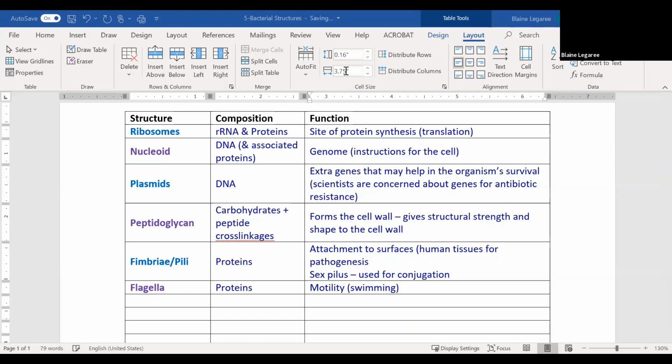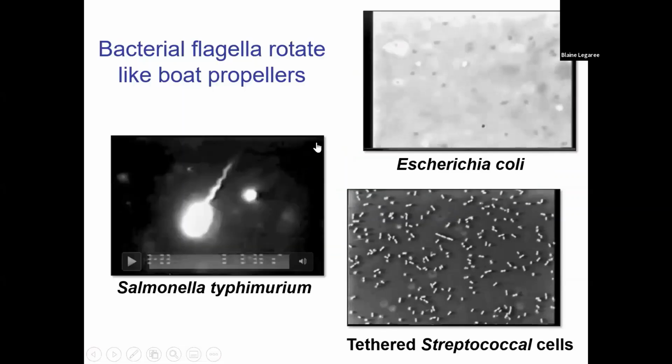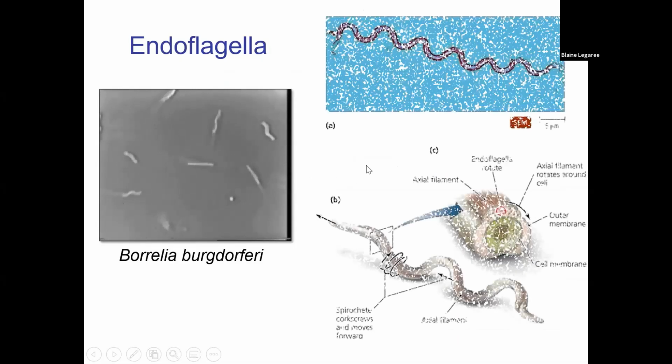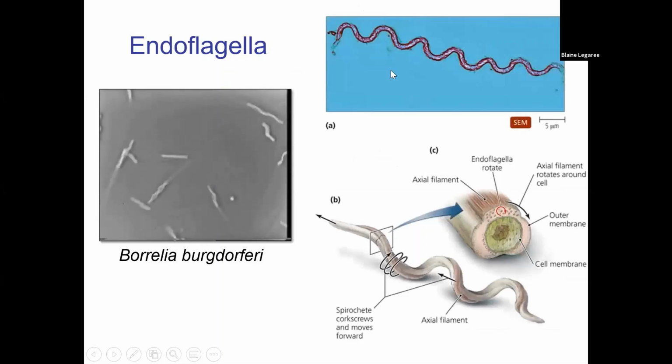Okay, so back to the PowerPoint. And let's see here. Oh, there's one other type of flagella I wanted to show you. So take a look at this organism here. Look how it's swimming around. The entire organism is corkscrewing. And this particular organism is something called a spirochete, which means it has a spiral shape to it.